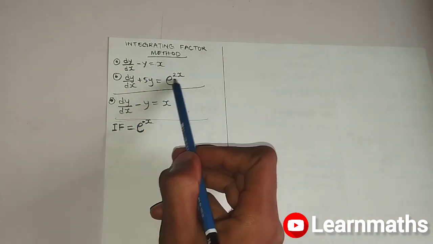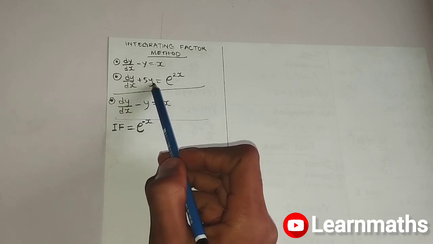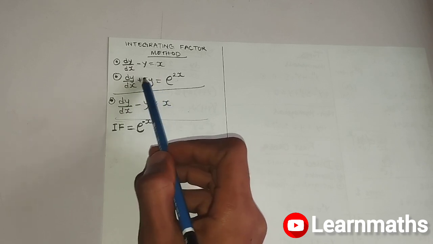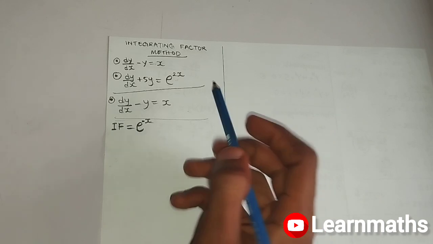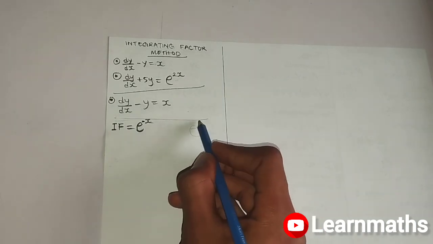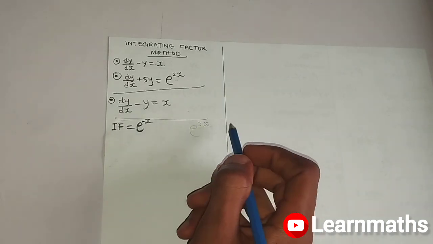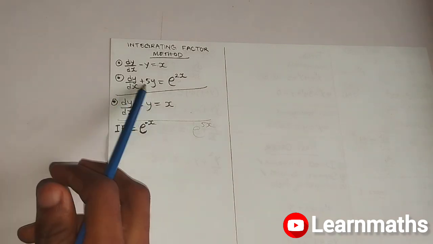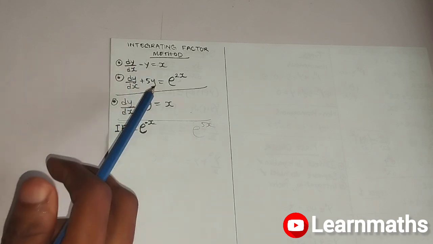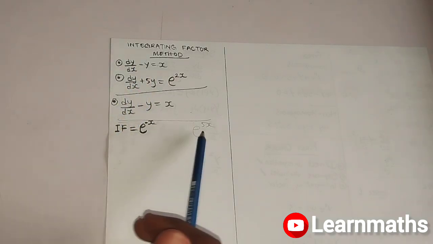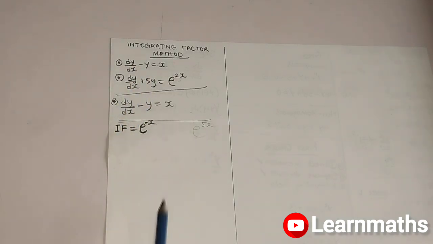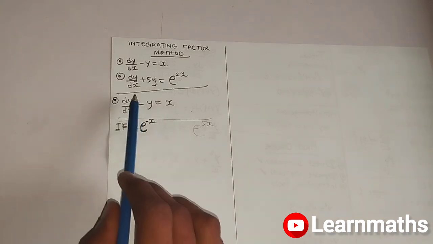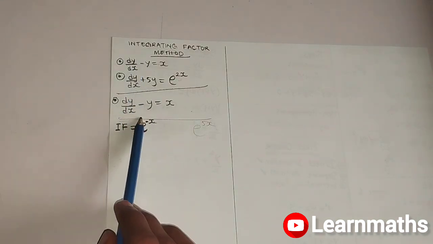Same applies to this second one now. We have positive 5y there, so the coefficient of y is 5. So my integrating factor is going to be the exponent of 5x. That's how we derive the integrating factor. Whatever the coefficient of your y term is, you use it to get the exponent of x, and that will be your integrating factor. So now we've gotten our integrating factor for this first differential equation.